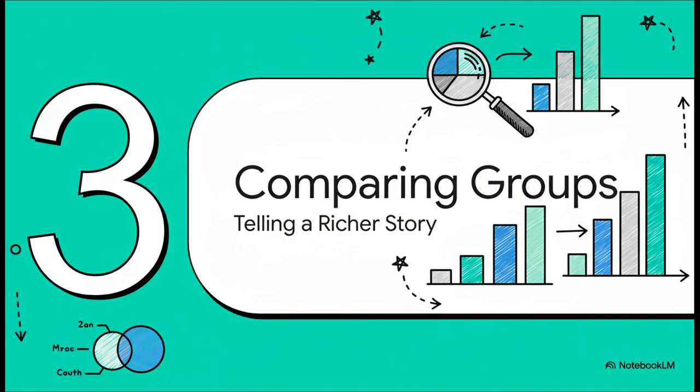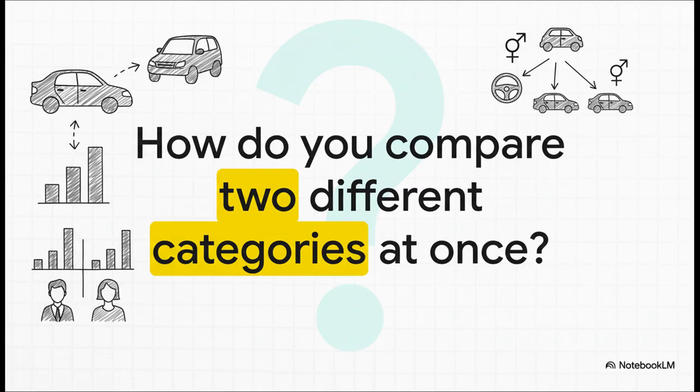Okay, counting stuff is a great start, but the real magic of a bar chart, the storytelling power, really comes alive when you start comparing different groups inside your data. This is where it gets fun. I mean, what if your data has layers? Let's say you don't just want to know how many people drive a certain type of car. What if you want to break that down by something else, like gender?